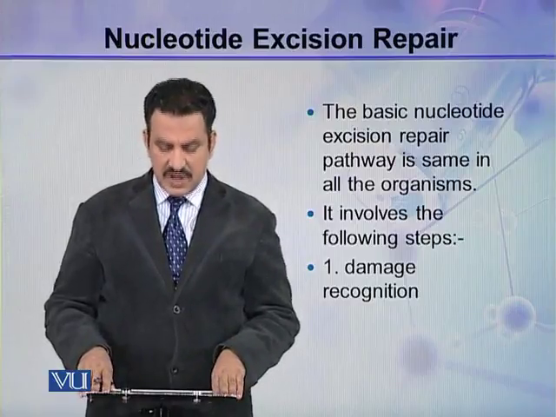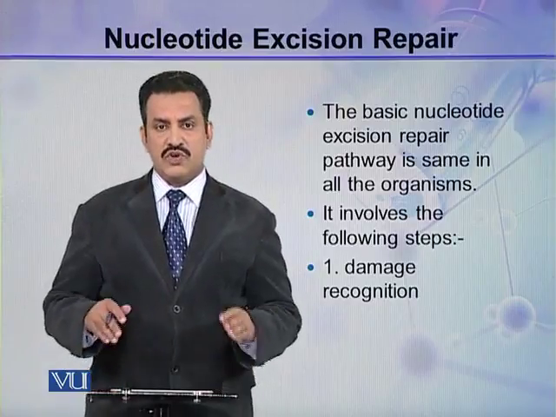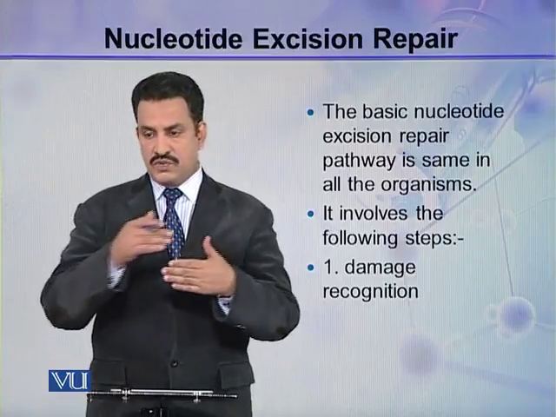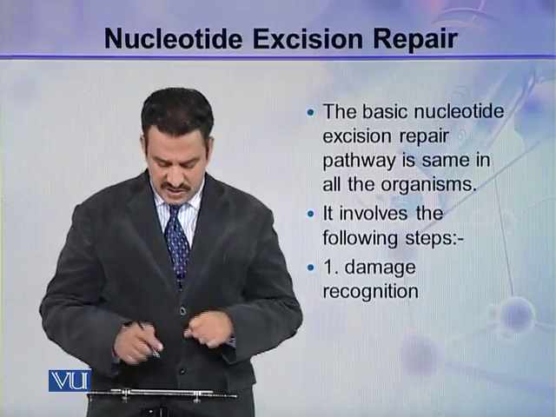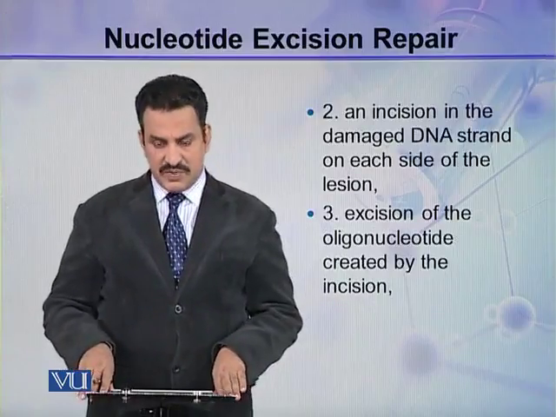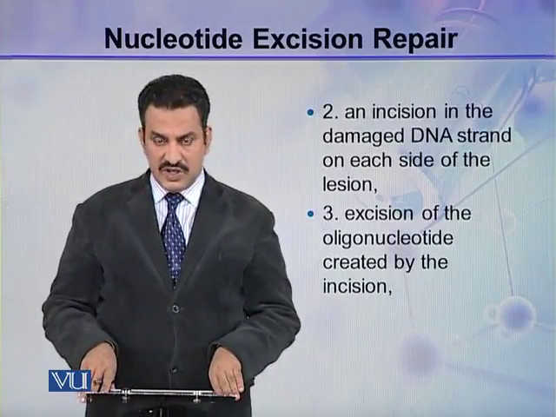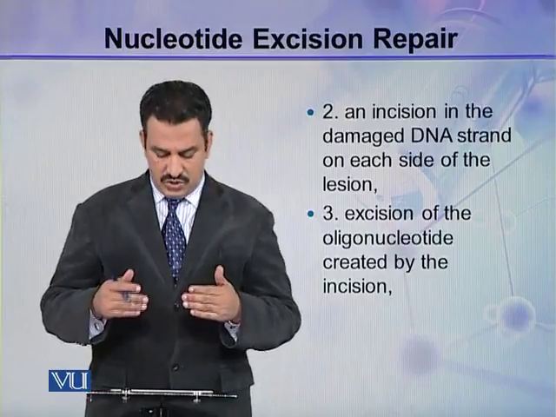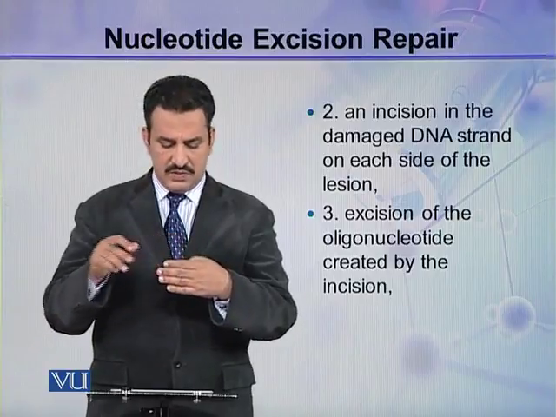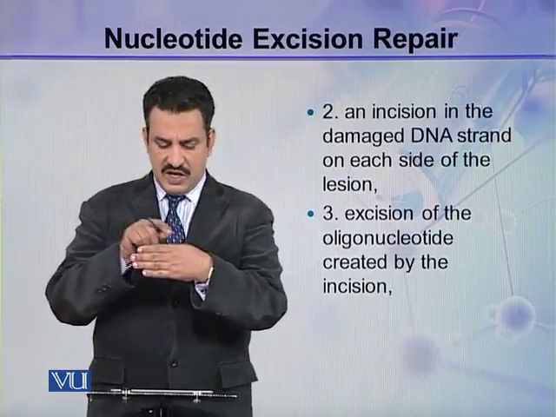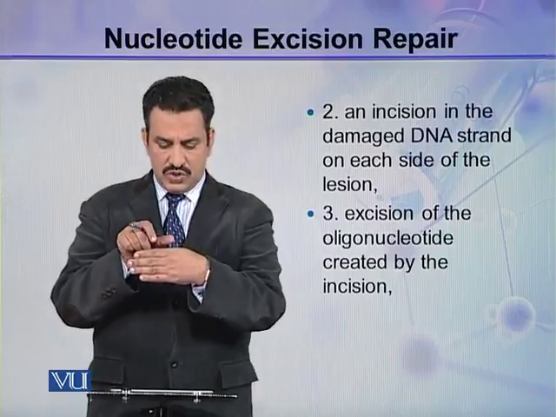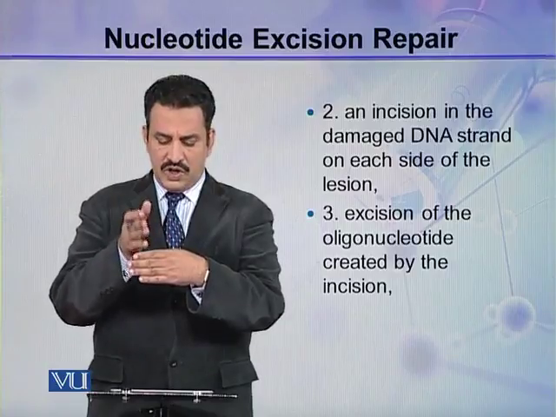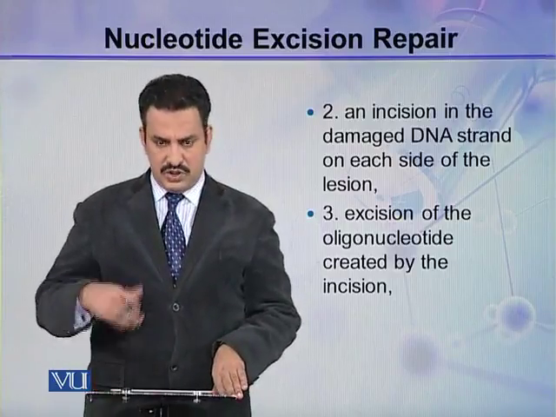So the first step is the damage recognition. First of all, this system recognizes the damage, the site where the DNA is damaged. The second step is an incision in the damaged DNA strand on each side of the lesion. So if this is the DNA strand and the damage is present here, then on either side, on both sides of this lesion, incisions are introduced.